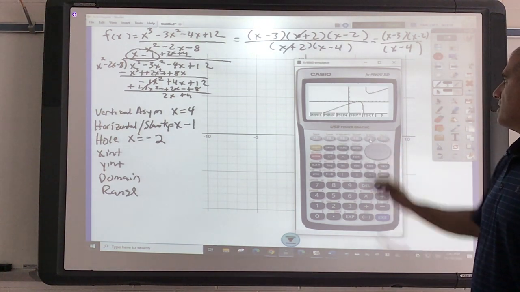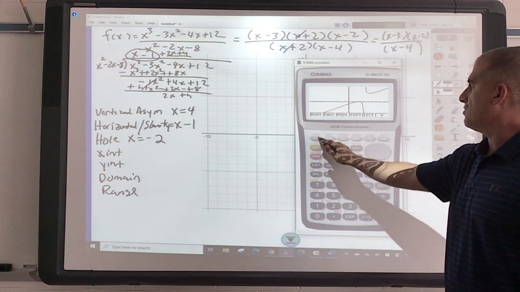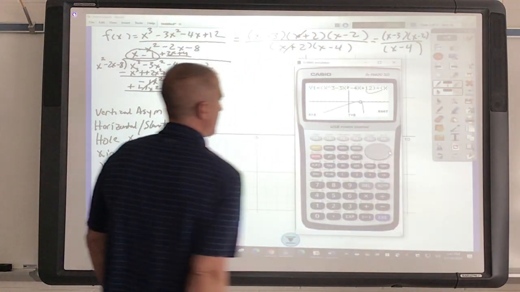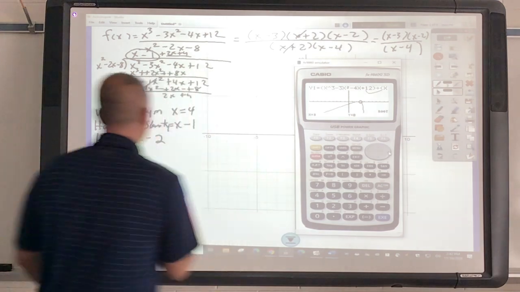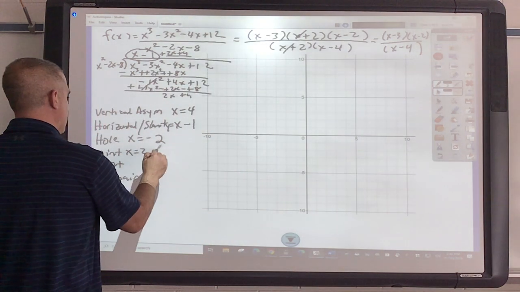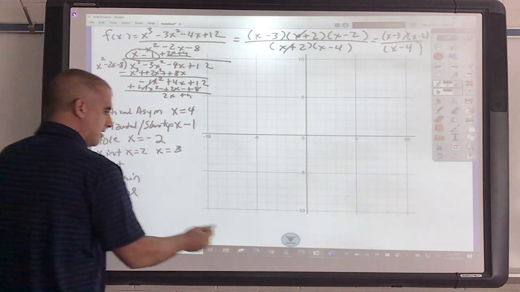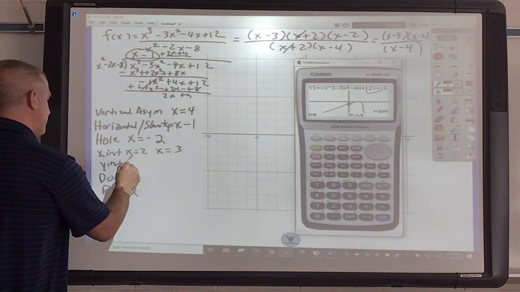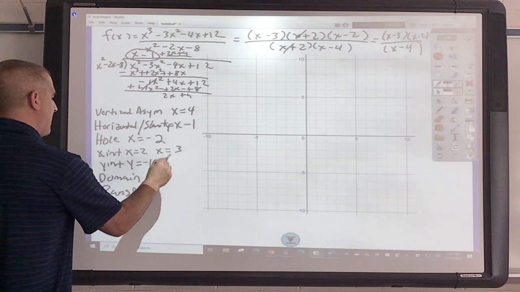Now, I'm going to do G-Solve, root. I got an x-intercept at 2. Let's see if there's any other ones. An x-intercept at 3. So I got an x-intercept at 2 and an x-intercept at 3. Let's check my y-intercept. G-Solve, y-intercept. A y-intercept at y equals -1.5.